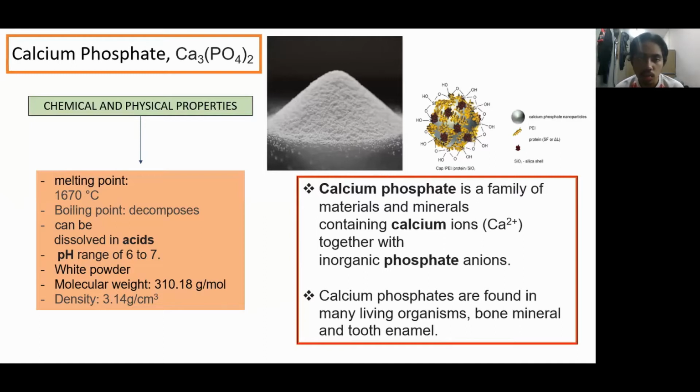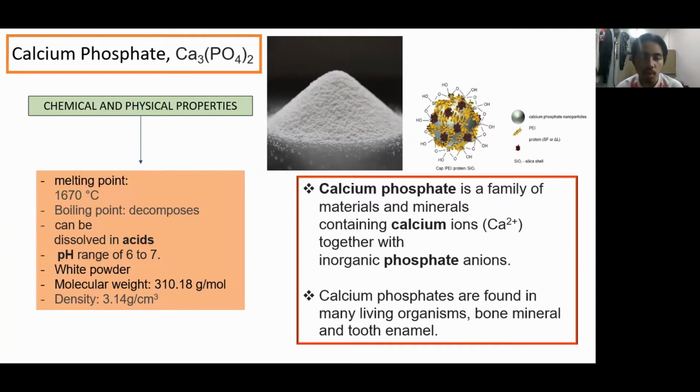Today I'm going to present about calcium phosphate and the properties of calcium phosphate. So the formula for calcium phosphate is Ca3(PO4)2. So this is the formula for calcium phosphate. Now we go to the chemical and physical properties of calcium phosphate.